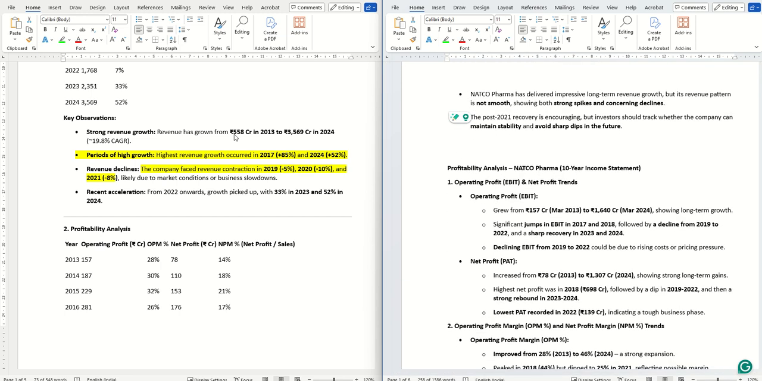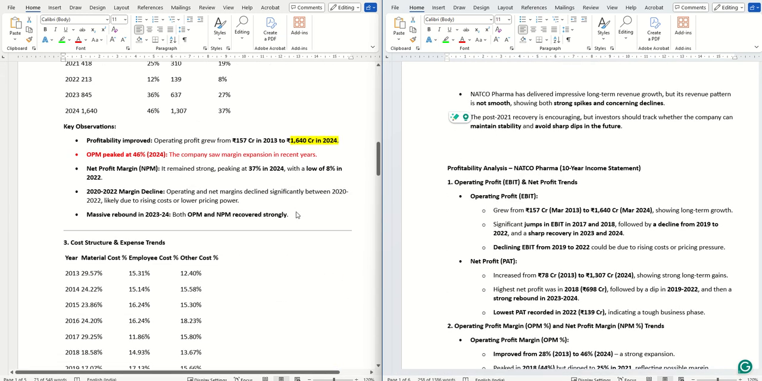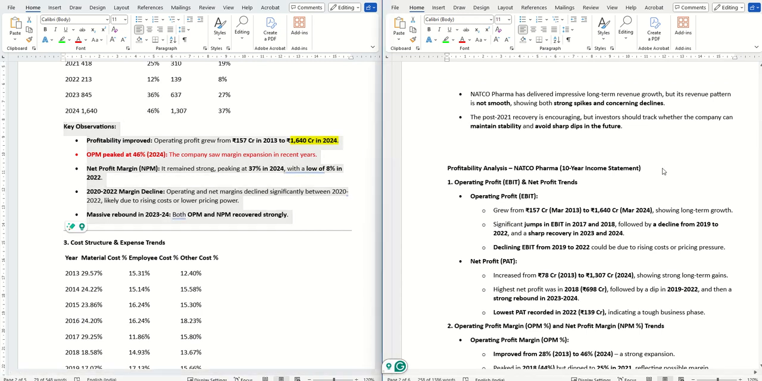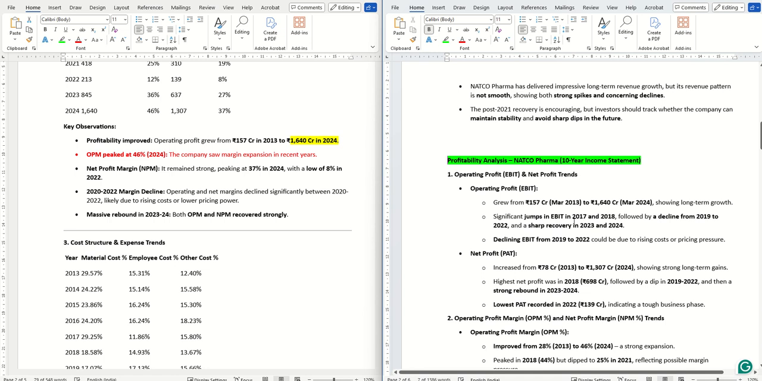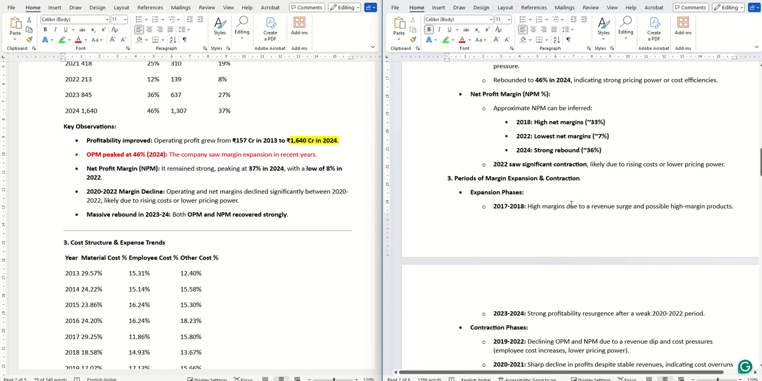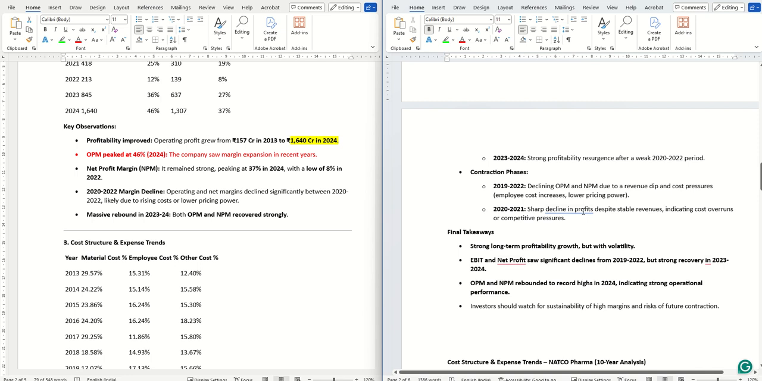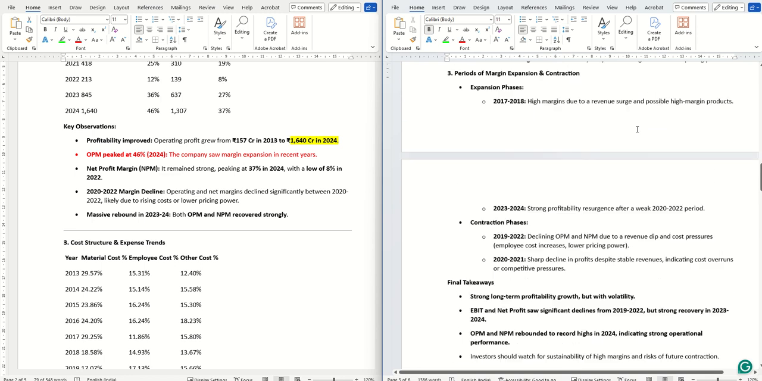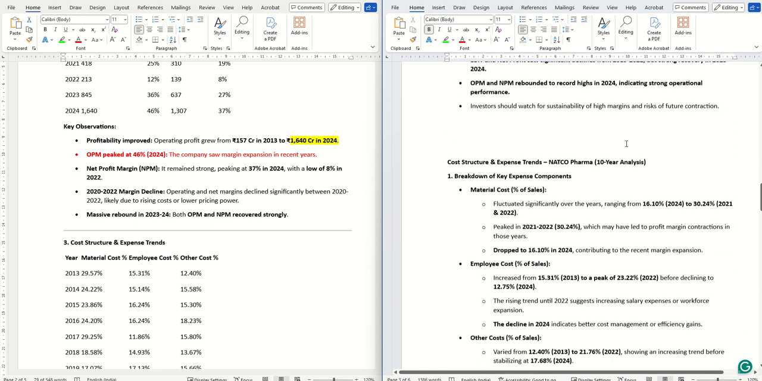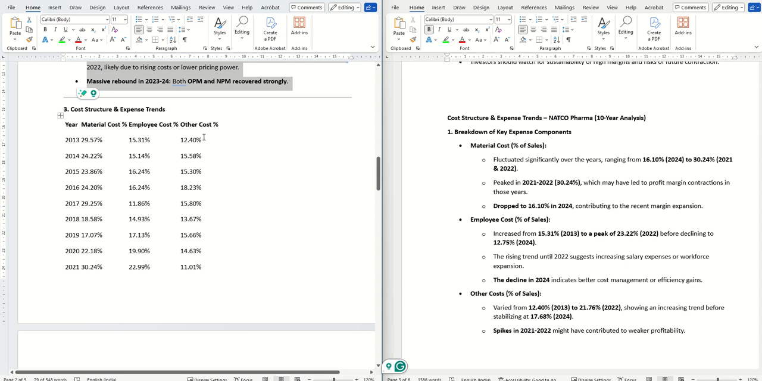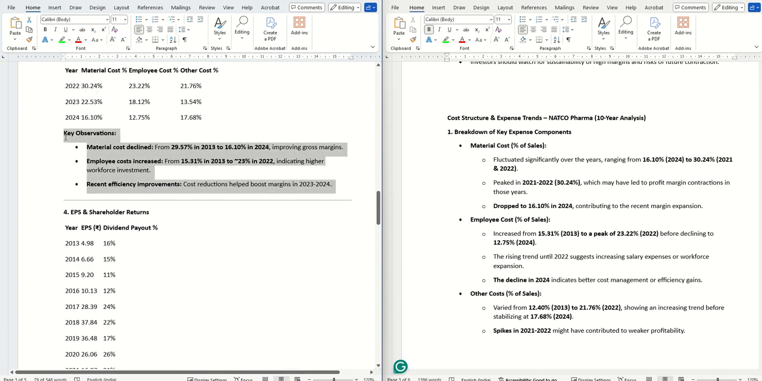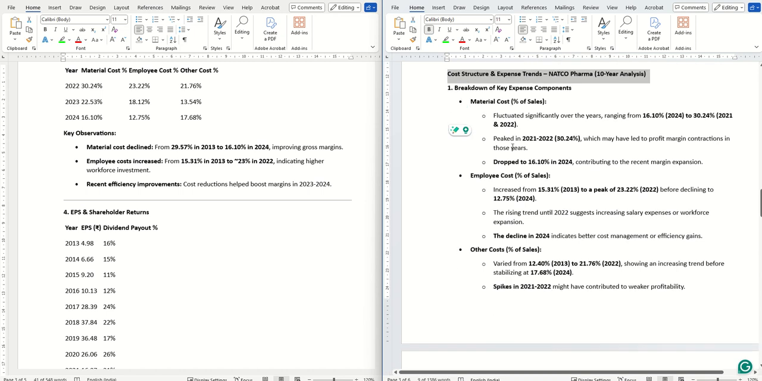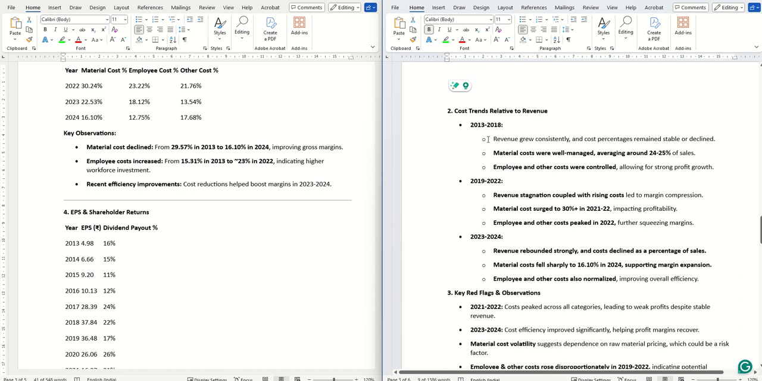Similarly, when I go to the profitability analysis, earlier there were only 4 or 5 bullets, but here you have almost another 1 page of output. The only difference is we don't have a table, which we anyway don't need. If you want a table, you can use the screener download option and get the Excel file. Hence, I'm not going for a table output. I only want the insights from the numbers. Then the cost structure and expense trends. Here you have just 3 bullets, whereas here it is almost 1 page of output. Year wise, it has given the pattern for every 5 years.